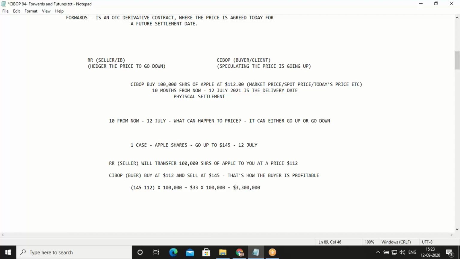It is $3.3 million profit to the buyer. Okay, profit to the buyer. Now how much does the seller lose? Same amount. Very good. Yeah, how much does the seller lose? Same thing, $3,300,000 loss to the seller.